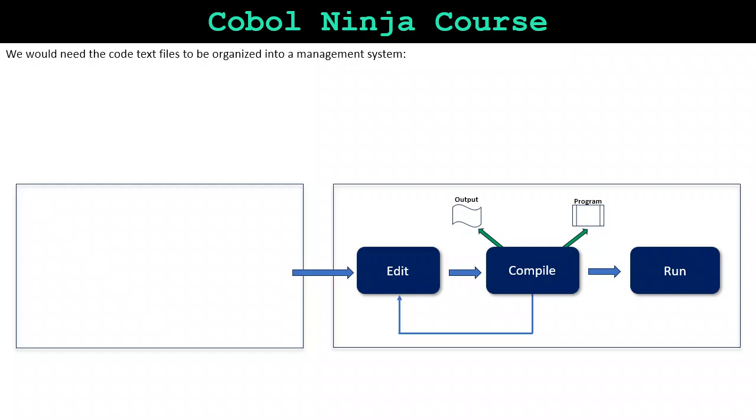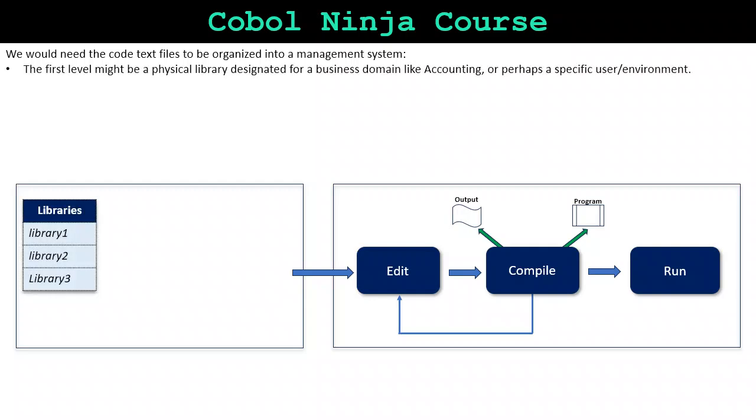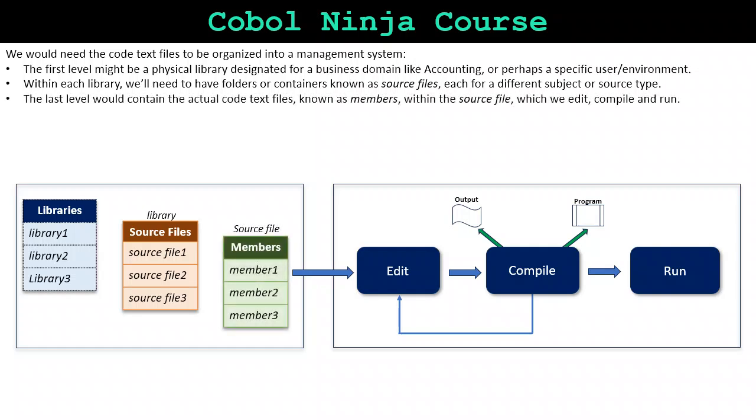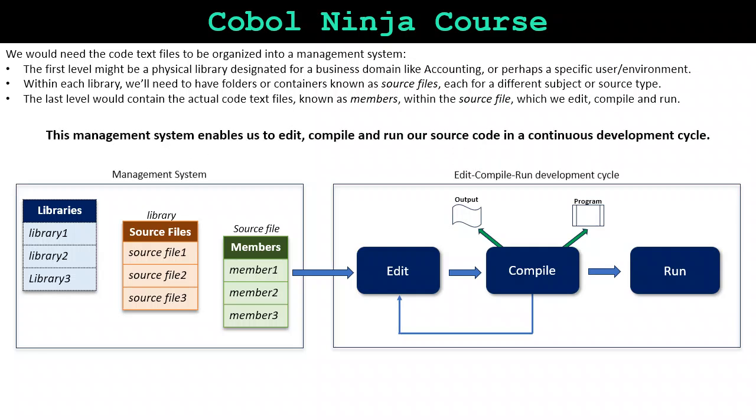We would need the code text files to be organized into a management system. The first level might be a physical library designated for a business domain like accounting, or perhaps a specific user or environment. Within each library, we'll need to have folders or containers known as source files, each for a different subject or source type. The last level would contain the actual code text files known as members within the source file, which we would then edit, compile, and run. This management system enables us to edit, compile, and run our source code in a continuous development cycle.